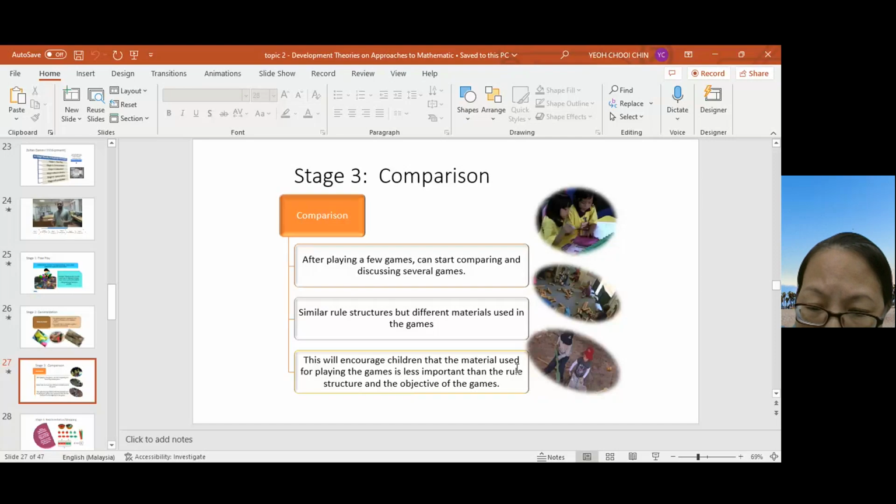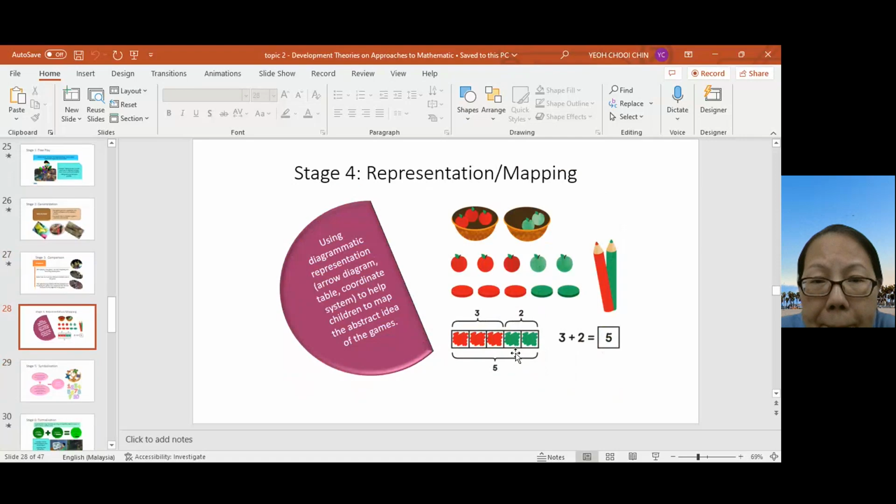This will encourage children to see that the material used for playing the games is less important than the rule structure and the objective of the game. The material used is not important. It can be anything, but the rules are important. So this is what I'm talking about. You just have to follow the rules and the rigid thing.